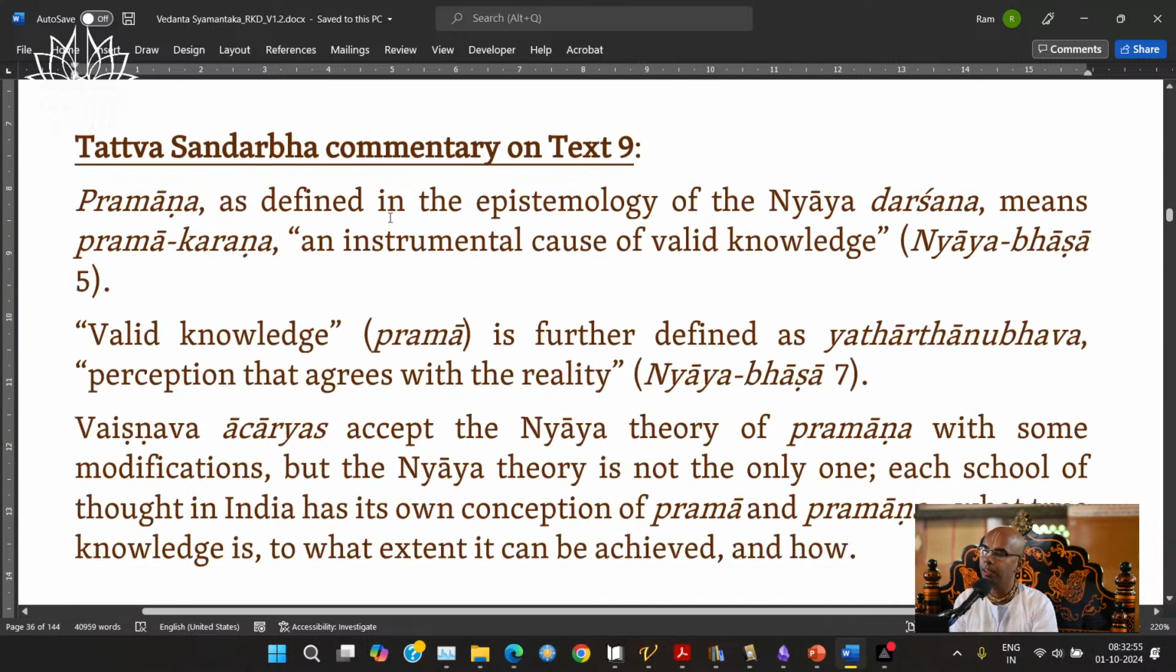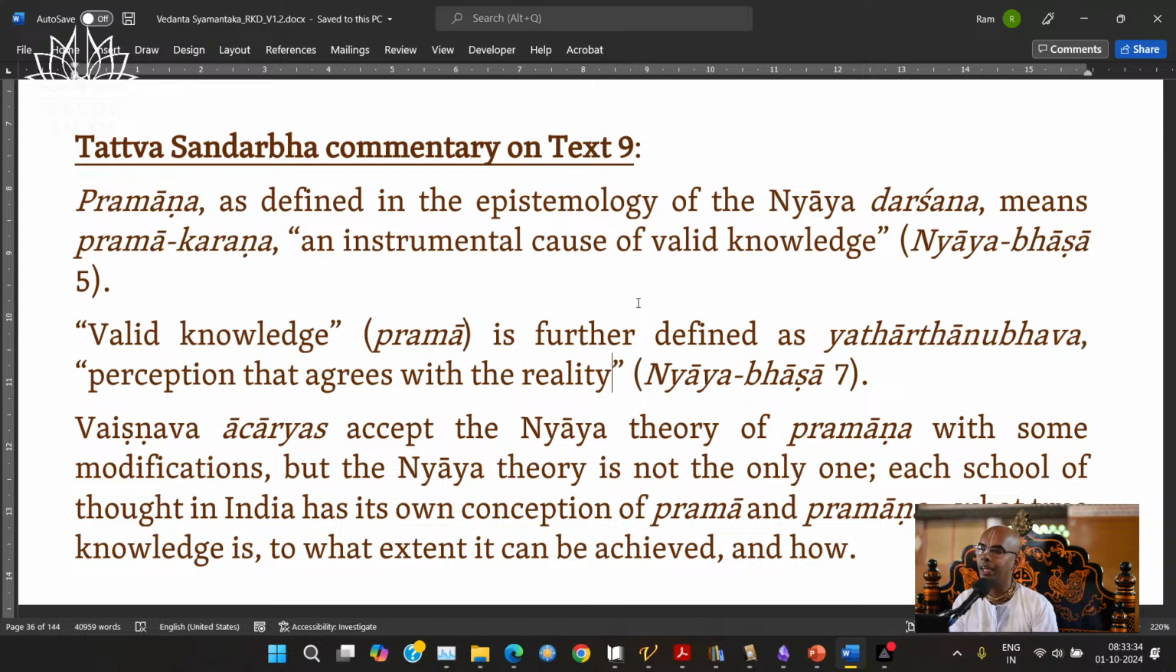It's mentioned: Pramana, as defined in the epistemology of Nyaya Darshana, means Pramakarana, an instrument cause of valid knowledge. Now, this might seem a bit technical, but actually it's quite easy to understand. Prama means valid knowledge. And what is valid knowledge? Valid knowledge is further defined as Yathartha-anubhava, perception that agrees with reality. Both these statements come from Nyaya Bhasya, which is a Nyaya Darshana text. So we will discuss this in a little bit of detail so that the rest of the discussion of Pramana and Prameya becomes easy for us.